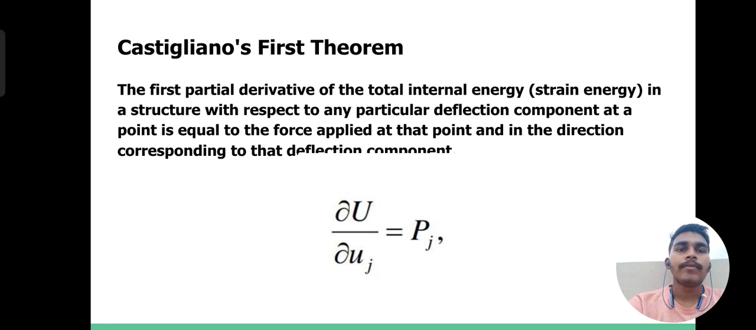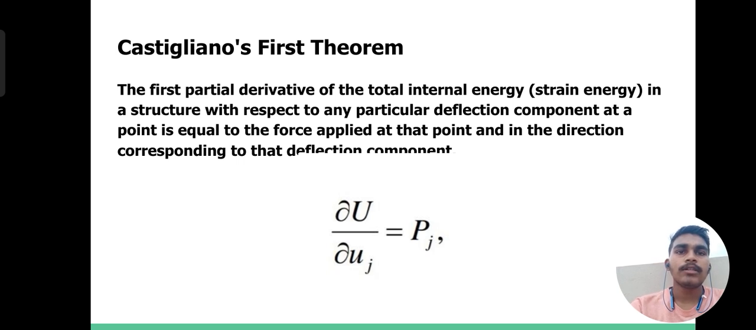Castigliano's first theorem. The first partial derivative of the total energy, internal energy, that is strain energy, in a structure with respect to any particular deflection component at a point is equal to the force applied at that point and in the direction corresponding to that deflection component, that is dU/dΔj is equal to Pj.